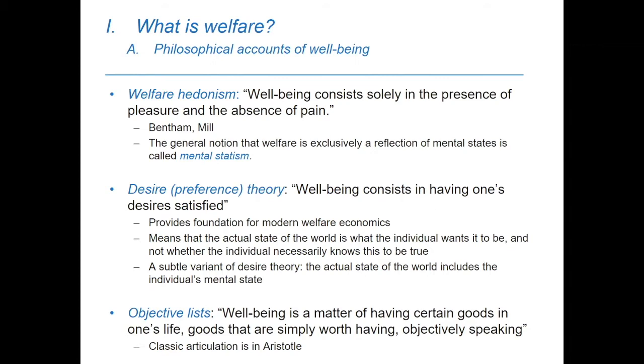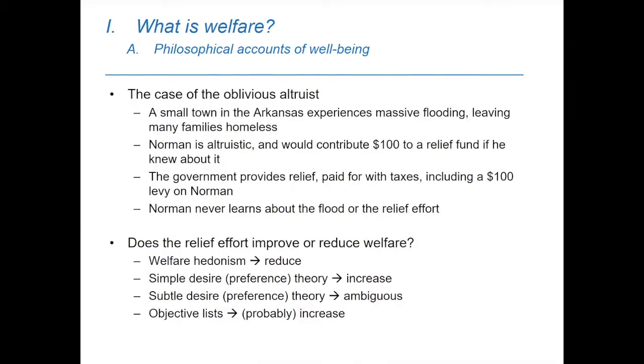And these hold that well-being is a matter of having certain goods in one's life, goods that are simply worth having, objectively speaking. And the classic articulation of this perspective can be found in Aristotle's Nicomachean Ethics, although there are quite a few modern philosophers who also advocate this point of view.